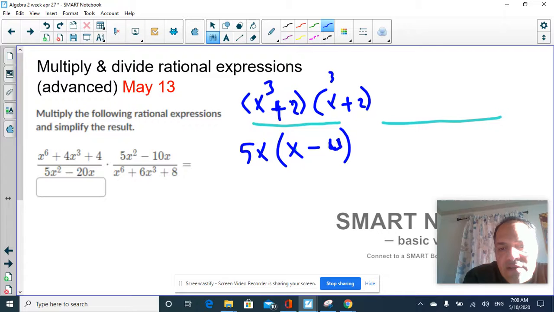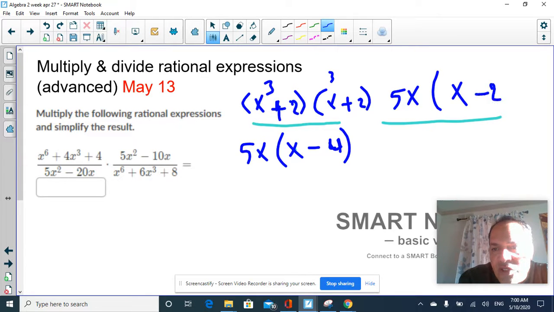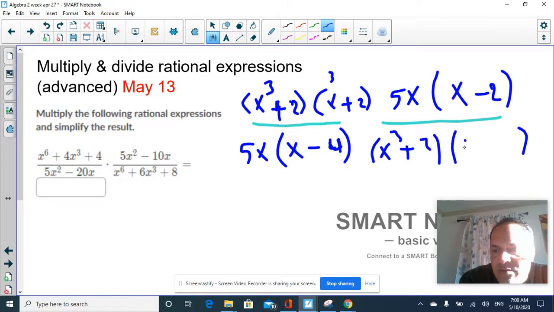The second part, or the top, will be, if you take out 5x, so you have what? x minus 2. Good job. The bottom will be x power 3 plus 2 and x power 3 plus 4. Good job. Because the factor of x power 6 is x power 3 and x power 3. 8 is 4 and 2 make 6, and their product is 8.